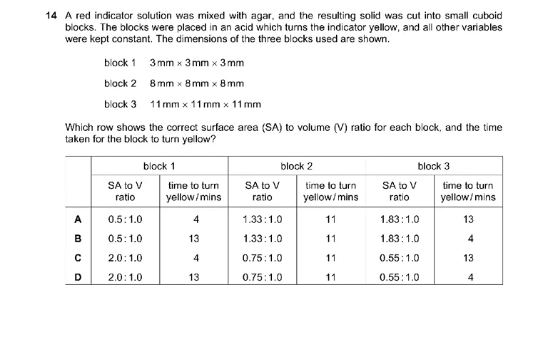Then coming to question number 14, a red indicator solution was mixed with agar and the resulting solid was cut into small cuboid blocks. The blocks were placed in acid which turns the indicator yellow, and all other variables are kept constant. Dimensions are given. Which row shows the correct surface area to volume ratio for each block and the time taken for the block to turn yellow?